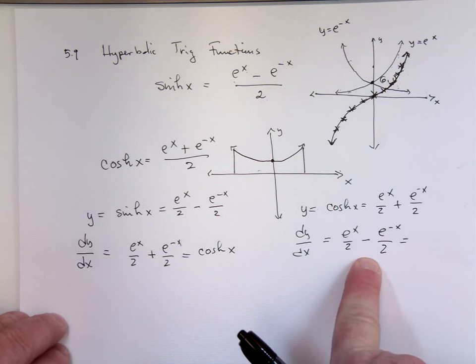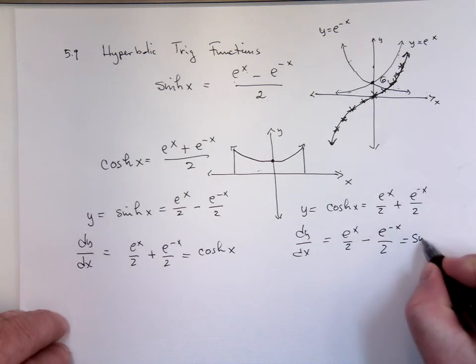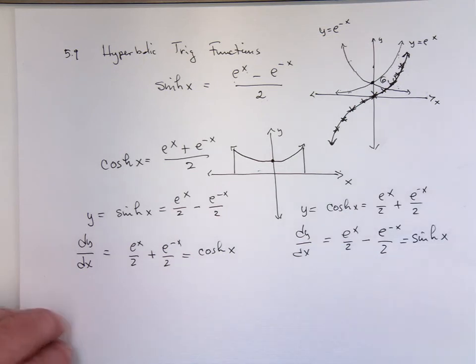Oh, that's too bad. Because here we go. This is what I'm talking about. The derivative of sinh is cosh, just like the derivative of sine is cosine. But the derivative of cosh is sinh, unlike the trig function, where the derivative of cosine is negative sine. So there's one that agrees totally, and the other one is off by a sign. All right, those are the two derivatives.